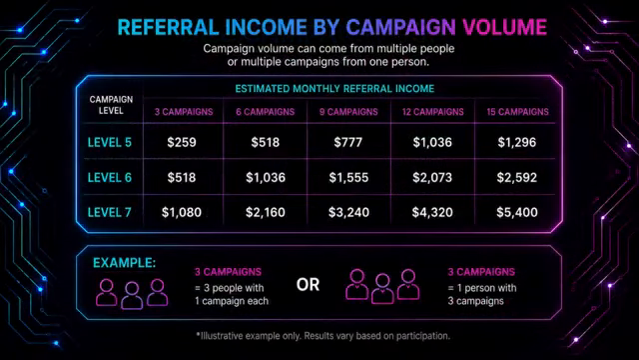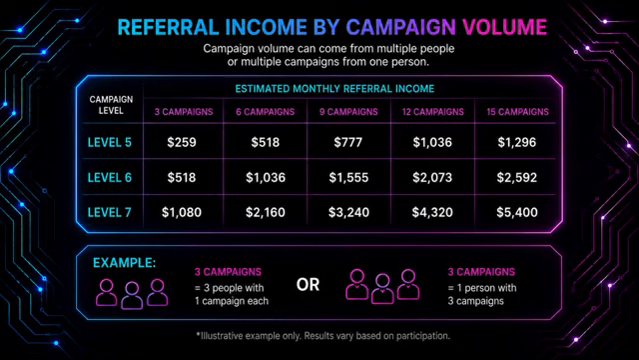Now let's look at referral income by campaign volume. This is important because campaign volume does not always mean more people. For example, 3 campaigns could mean 3 different people, each running 1 campaign. Or it could mean 1 person running 3 campaigns. The table shows estimated monthly referral income across levels 5, 6, and 7 based on campaign volume. If your referrals purchased campaigns at level 5, for example, monthly referral income can range from 259 USDT with 3 campaigns to 1,296 USDT with 15 campaigns.